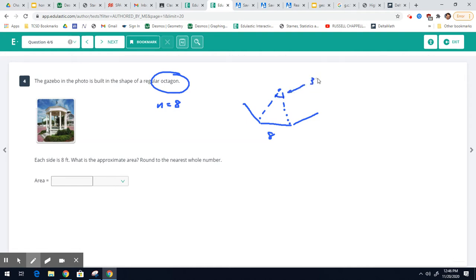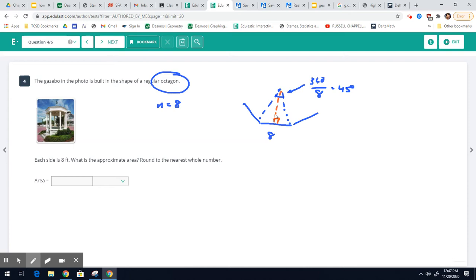So remember, you take 360 and divide it by the number of sides. There are 8 sides, right? It's an octagon. So 360 divided by 8, that is 45 degrees. So each of these is 45 degrees. And then I'm going to draw in the apothem. If you remember, the apothem is that height going to the side, okay?